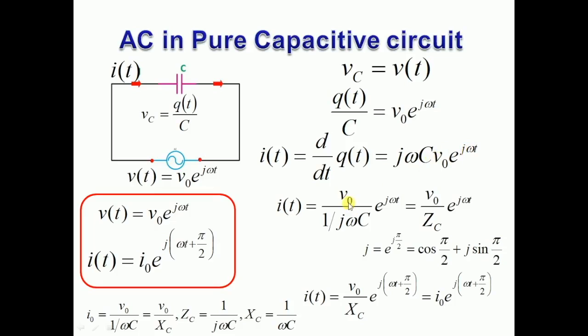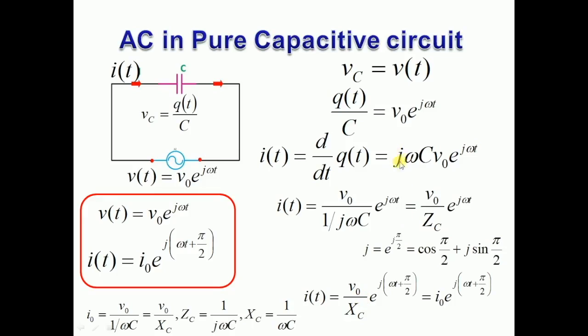Now we want to enforce V0 upon something, so we have 1 upon j omega C to represent that, and 1 upon j omega C is the complex impedance offered by the capacitor. This is a new definition for us, and if we represent this j by e to the power j pi by 2, which is cos of pi by 2 plus j times sine of pi by 2, and this e to the power j pi by 2 will appear here.